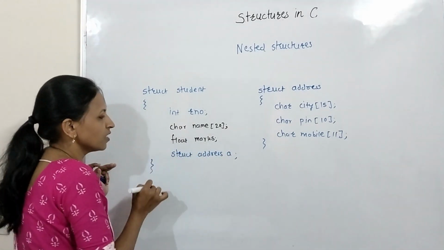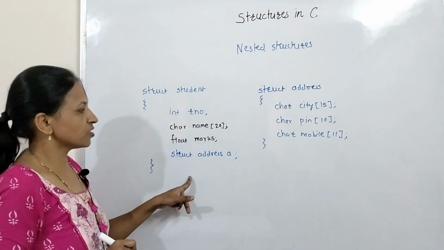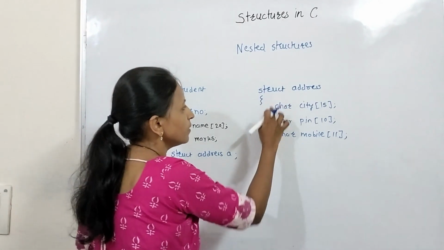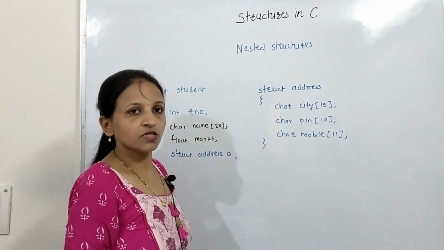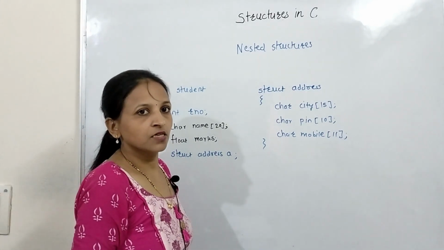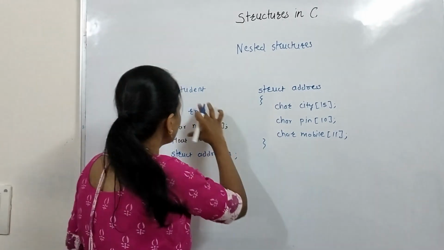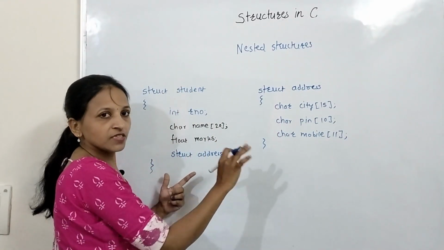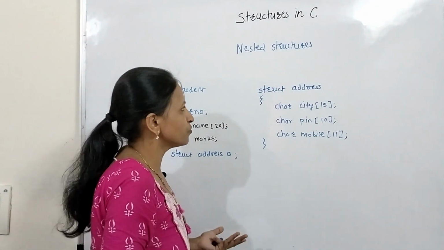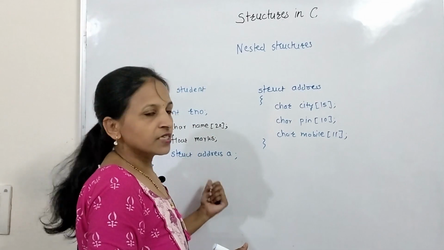In this way, one member of any structure can be a variable of any other structure. This is the concept of nested structure. Now here this structure should be declared first and then this structure, because if you declare this one first and then this one, the compiler may get confused. That's why this should be written first and then this.